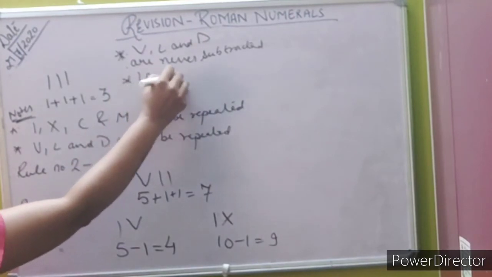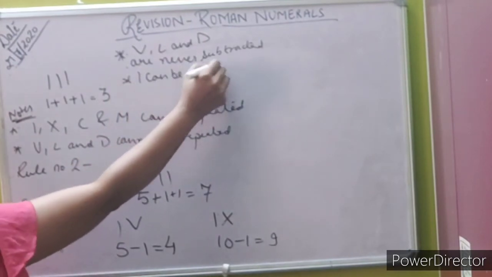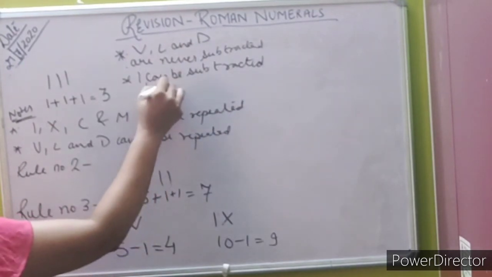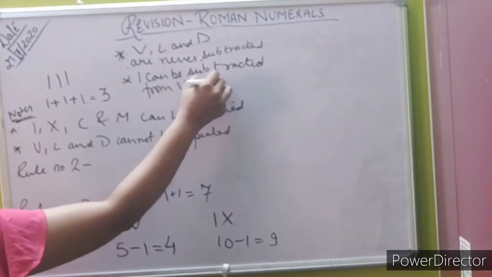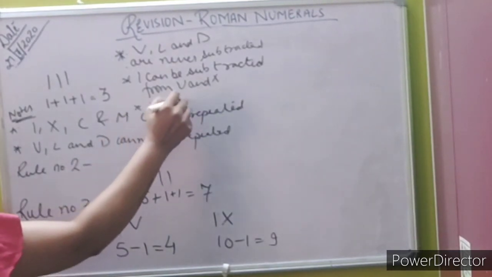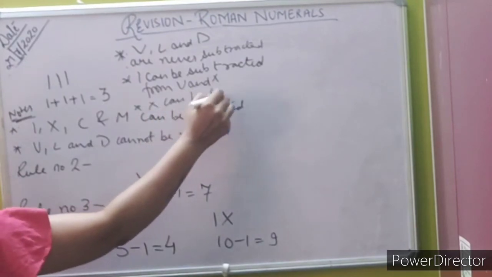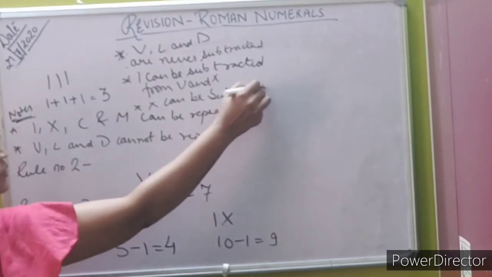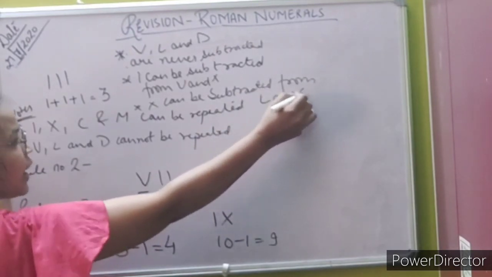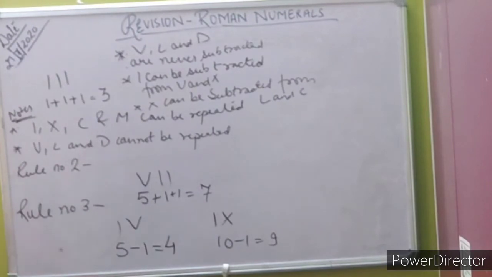I can be subtracted from V and X. And point number 3 is X can be subtracted from L and C. L stands for 50 and C stands for 100.